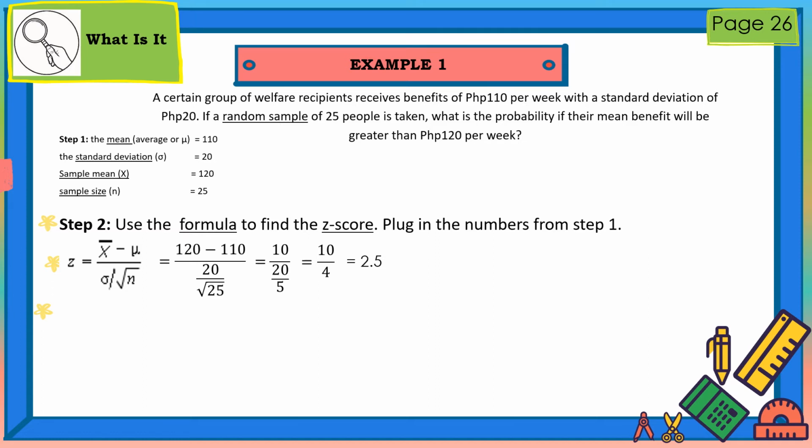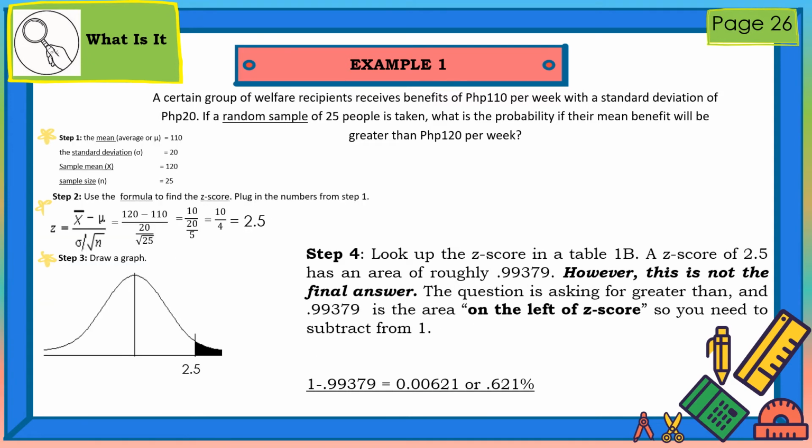Since we have now the value, that is 2.5, we can now proceed to step 3, and that is to draw a graph. And then, locate 2.5 on the graph. And that is now the application of the topic, the areas under the normal curve. For step 4, look up the z-score in table 1b. A z-score of 2.5 has an area of roughly 0.99379. However, this is not the final answer. The question is asking for greater than.